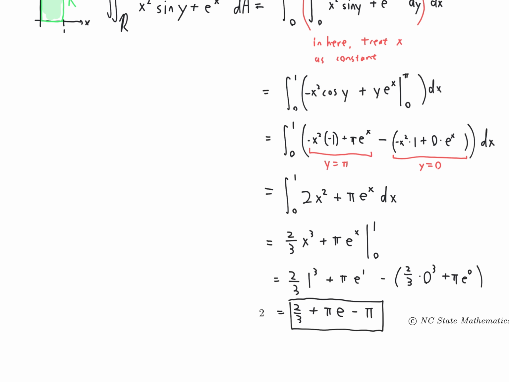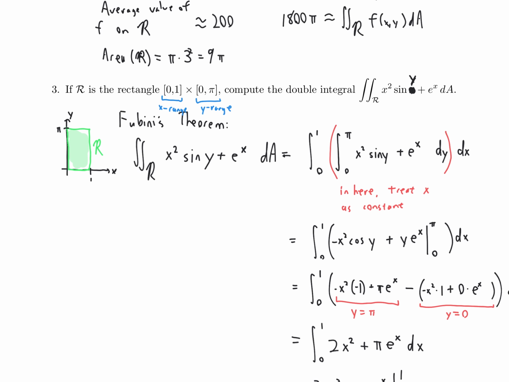So you can see that I broke this double integral problem down into two single variable integrals, and that's what enabled us to solve the problem. Fubini's theorem says you can turn, at least over a rectangle, a double integral into what we're calling an iterated integral, an integral of an integral. And in fact, Fubini's theorem says you can do this in either order.